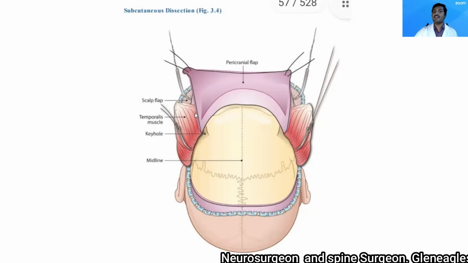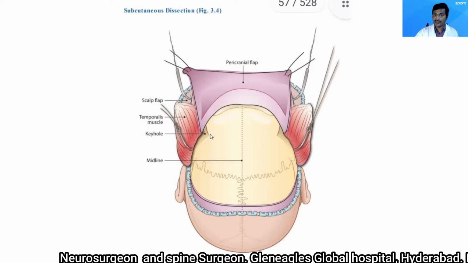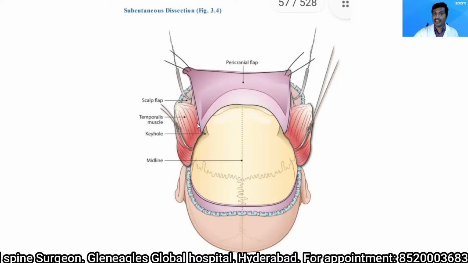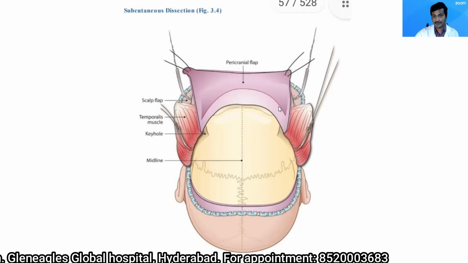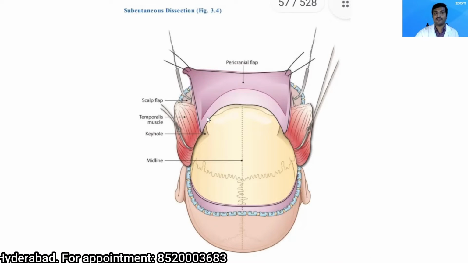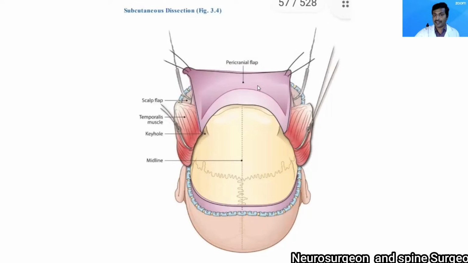Once I reach that, I use a combination of periosteal elevator and blunt dissectors, and elevate the pericranial flap. We take every effort to keep the pericranial flap intact without any holes. If there's a small hole, I suture it back. So this is the pericranial flap which I have elevated.